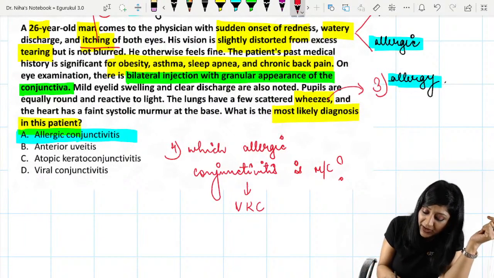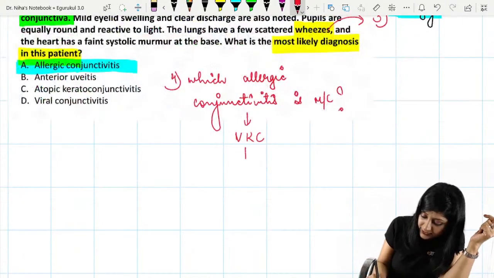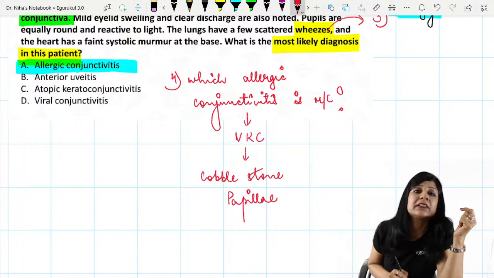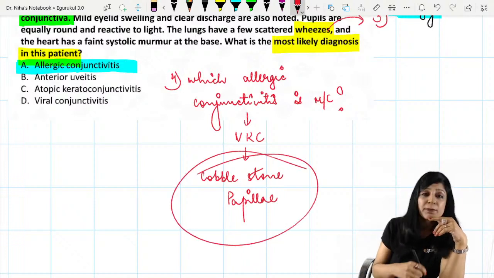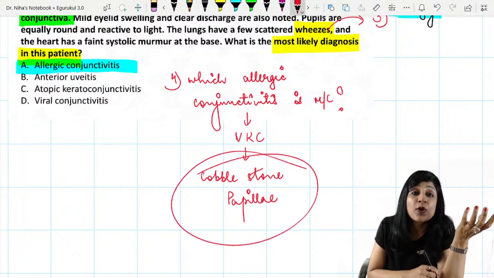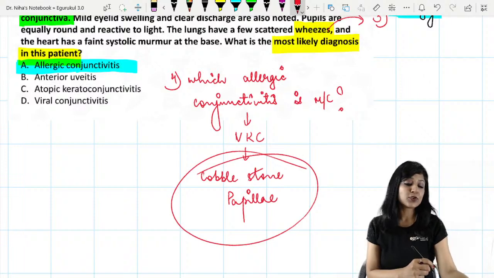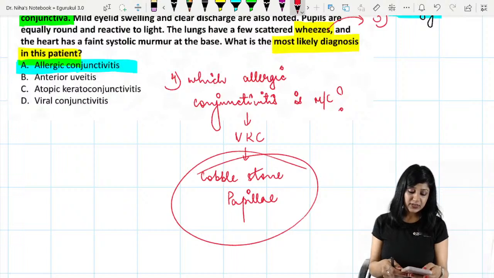So what is this bilateral injection with the granular appearance? This is actually your cobblestone papillae that we are getting in cases of the bilateral conjunctivitis. We have got Horner-Trantas spots. We have got intense itching. We have got the Maxwell-Lyons sign due to the pseudomembrane formation. And now one important thing: what is the treatment of choice?